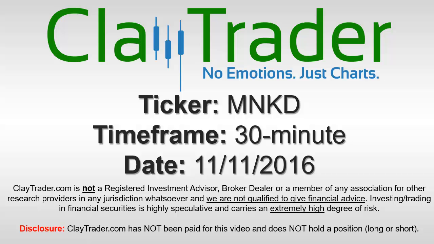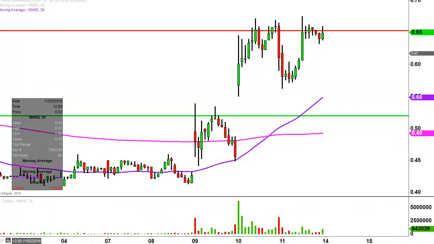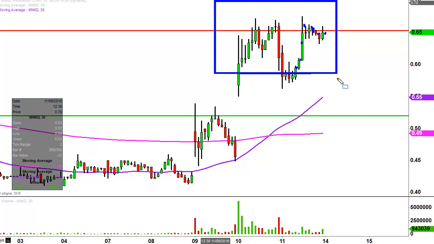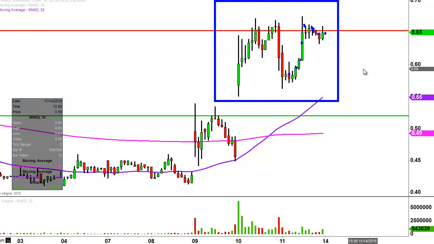We will take a look at the 30-minute time frame. Real quick, what do I mean by 30-minute in case maybe you're new to charts? Instead of each one of these candlesticks representing 1 day's worth of price action, which is what you would normally see, each one represents 30 minutes. So while this may look like a couple of weeks worth of time, it's actually just the past couple of days broken down into 30-minute time slices.